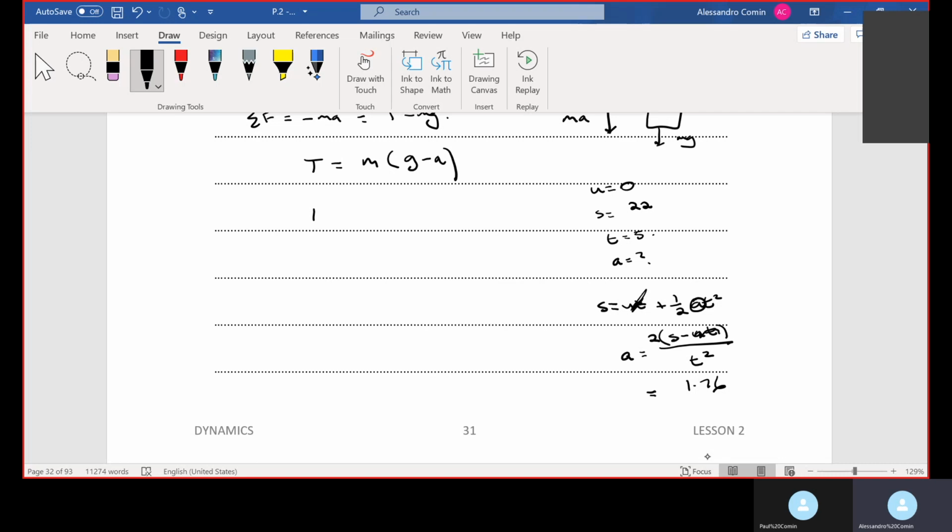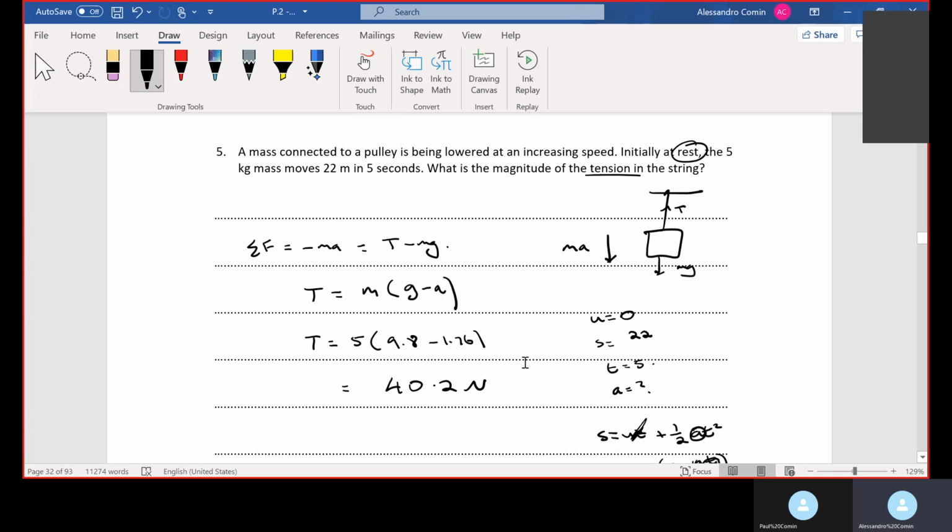So T is going to equal 5 times (9.8 minus 1.76), which is just 40.2 newtons. So we can see that we can answer questions in Module 2 using the tools that we developed in Module 1, which is very important to consider.